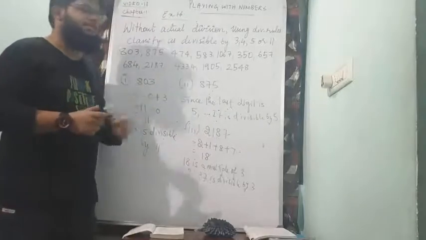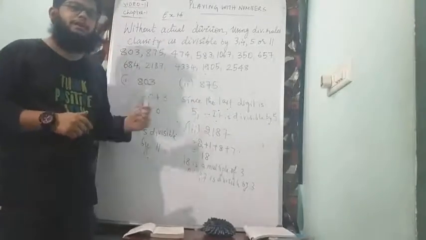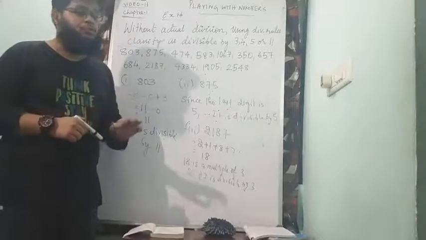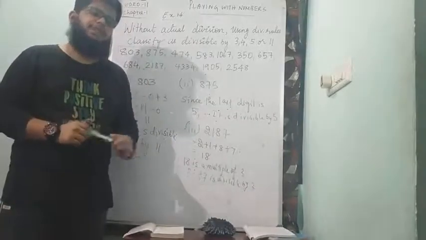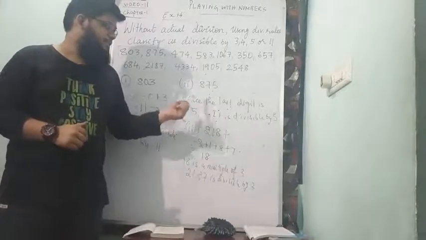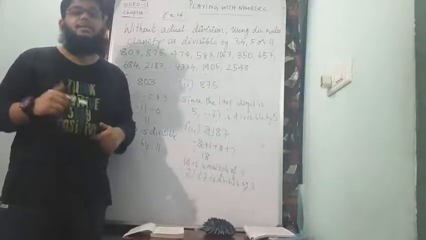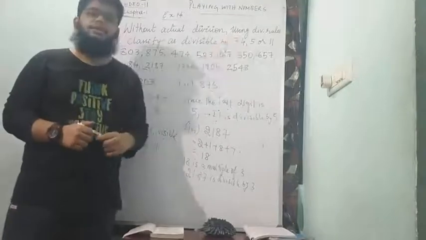So please complete this exercise as your homework by using divisibility rules, where we don't have to do division, but just by looking at the number and following some rules, we will be able to tell whether the given number will be divisible by 3, 4, 5 or 11.